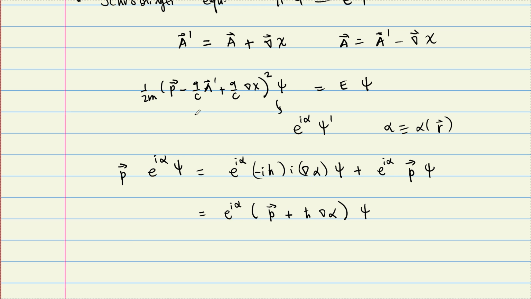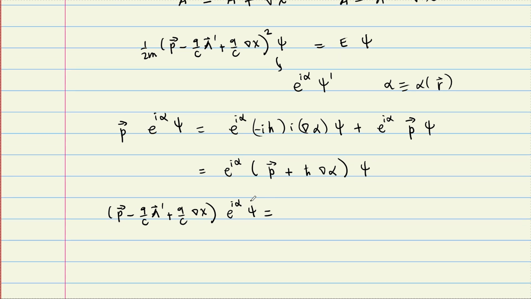Then if you do this entire thing, let's do it one time first, e to the i alpha times psi. This is just a constant, it is going to just jump over the wave function the same way. So this is going to be e to the i alpha, and p is going to be p plus h bar gradient alpha minus q over c A prime plus q over c gradient alpha minus gradient chi, times psi.